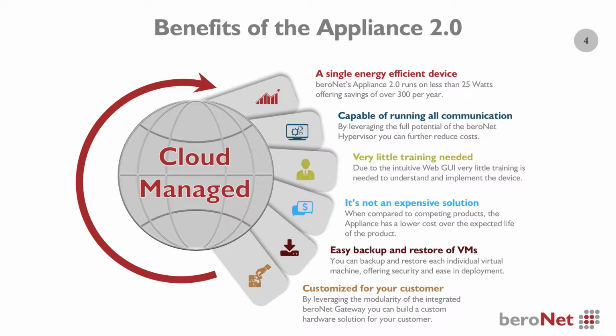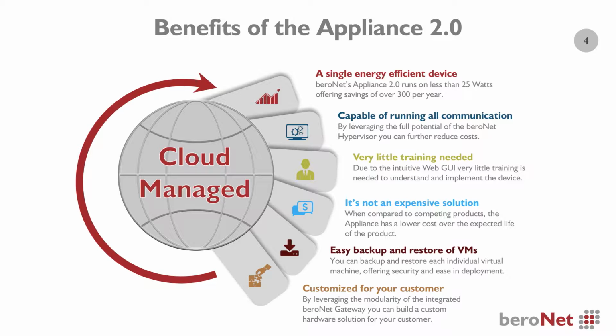You can also order the Appliance 2.0 with an integrated beroNet gateway, allowing you the ability to connect your IP-PBX system with PRI, BRI, FXO, FXS, GSM, or any combination of these. This flexibility has much to do with the modularity and massive compatibility abilities of our beroNet PCIe cards. I won't be covering these in detail during this presentation. However, you can learn more about these on our website at www.beronet.com.